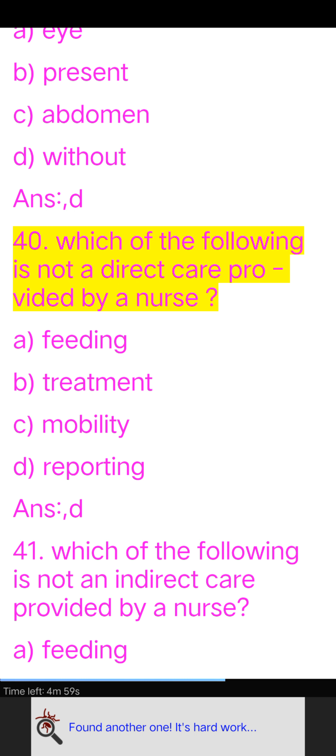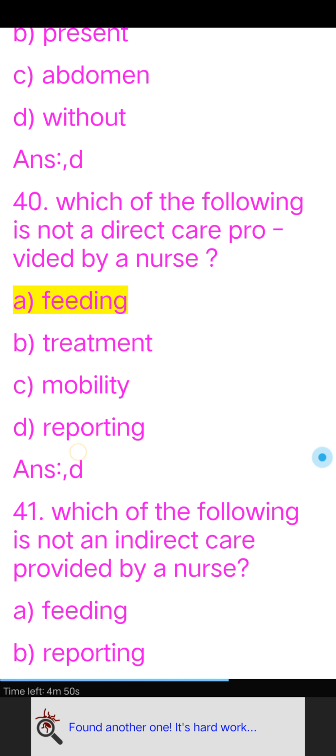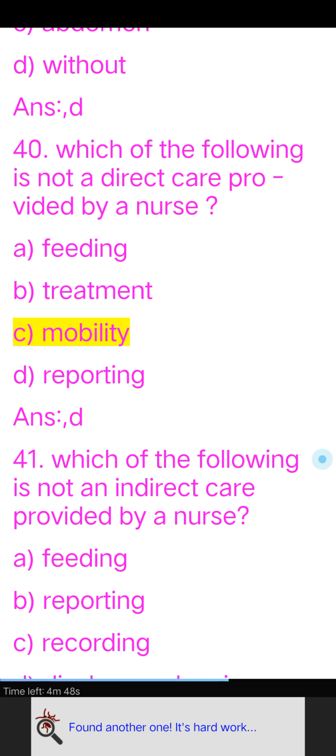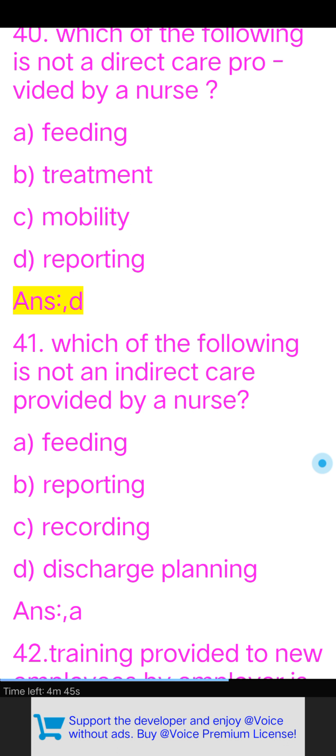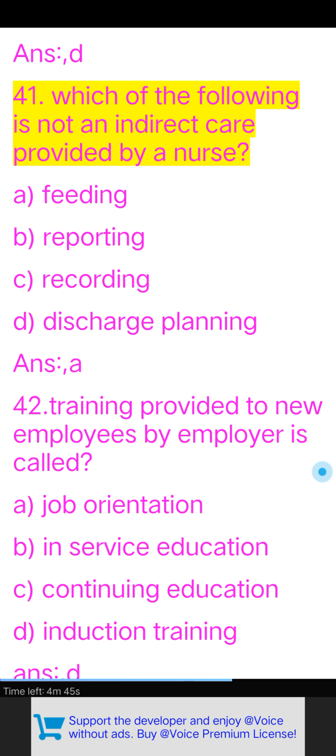Answer: D. 40. Which of the following is not a direct care provided by a nurse? A. Feeding. B. Treatment. C. Mobility. D. Reporting. Answer: D. 41. Which of the following is not an indirect care provided by a nurse? A. Feeding. B. Reporting. C. Recording. D. Discharge planning.